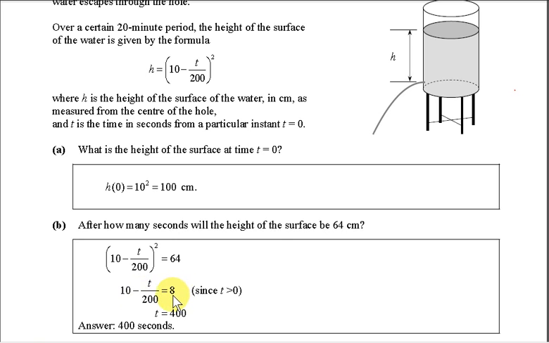But let's look at this case first. To solve this, we bring the 10 over, so we get minus t over 200 equals minus 2. So t equals 200 times 2, which is 400. Now let's see what happens if we take the negative square root of 64, which is minus 8. We solve this equation, we get minus t over 200 equals minus 18, or t equals 200 times 18, which is 3600 seconds. t is in seconds. Now 3600 seconds is 1 hour.